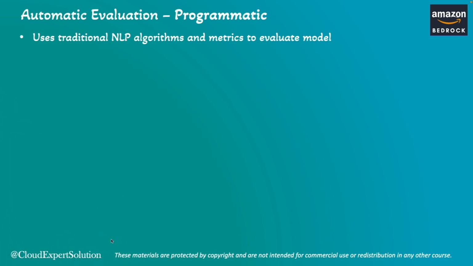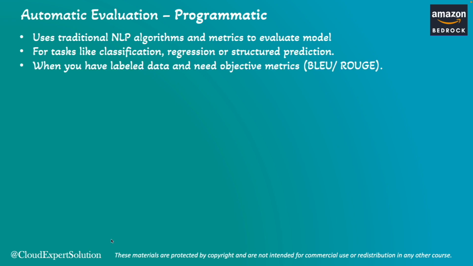Now let's review the automatic evaluation programmatic. Programmatic evaluation uses traditional natural language processing or NLP algorithms and metrics to evaluate the model output. This technique is useful for tasks like classification, regression, or structured prediction. Programmatic evaluation technique is applicable when you have a labeled dataset and you need objective metrics like BERTScore, F1 score, BLEU, ROUGE, that type of metrics you want to evaluate.